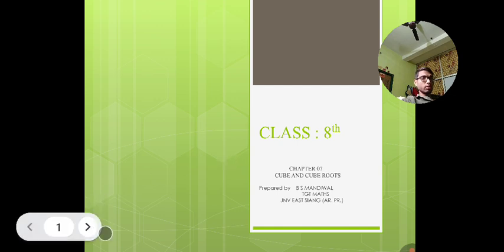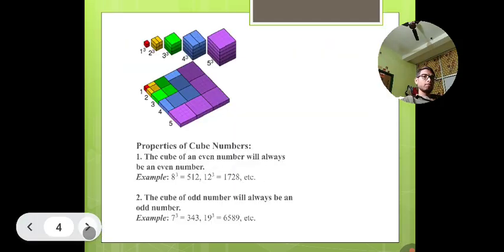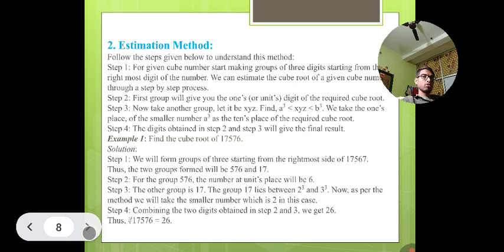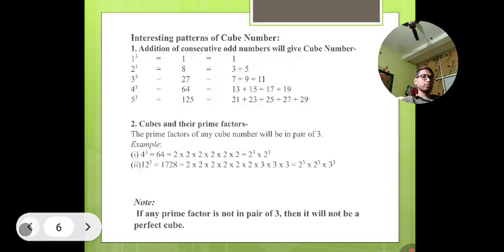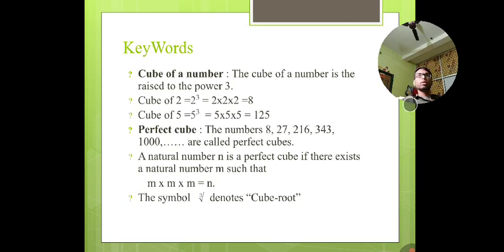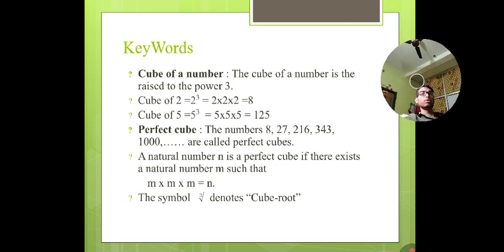In this, we will understand about cubes and cube roots. Let's see the number of slides. We have 8 slides, 8th class standard. Next, we have keywords.